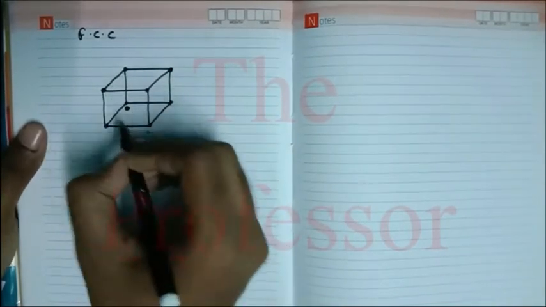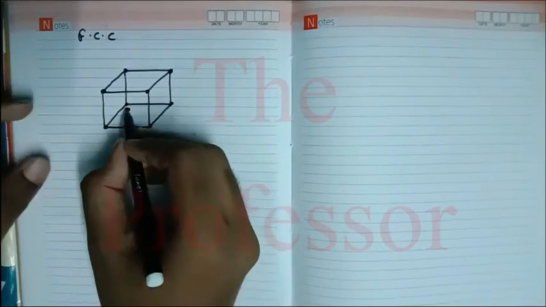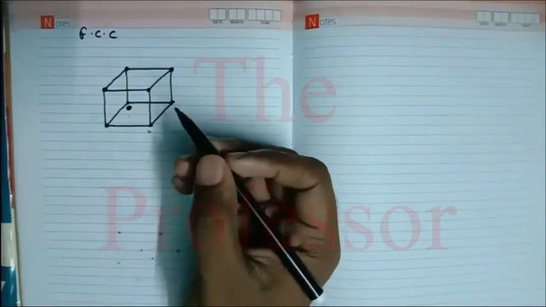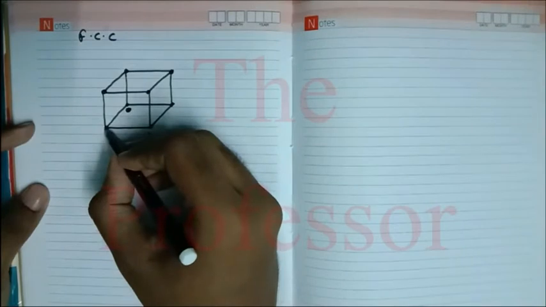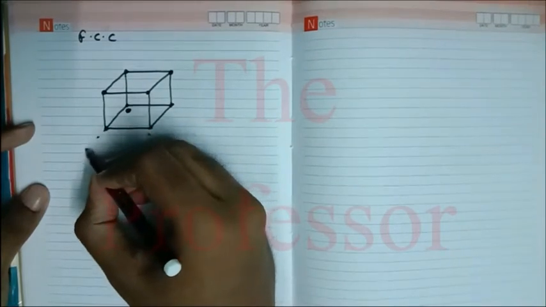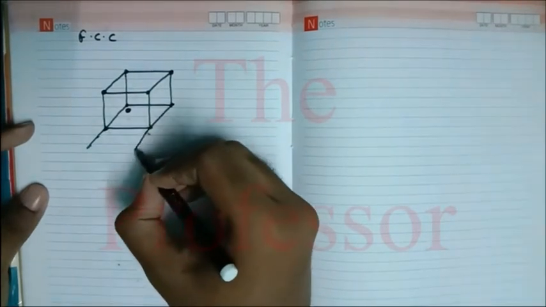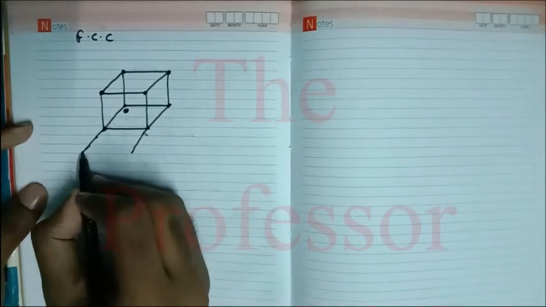There are atoms on the other faces too, but let us just focus on the atom present at the center of the front face. This is also having some of its part in the unit cell which is just in contact with it, right?